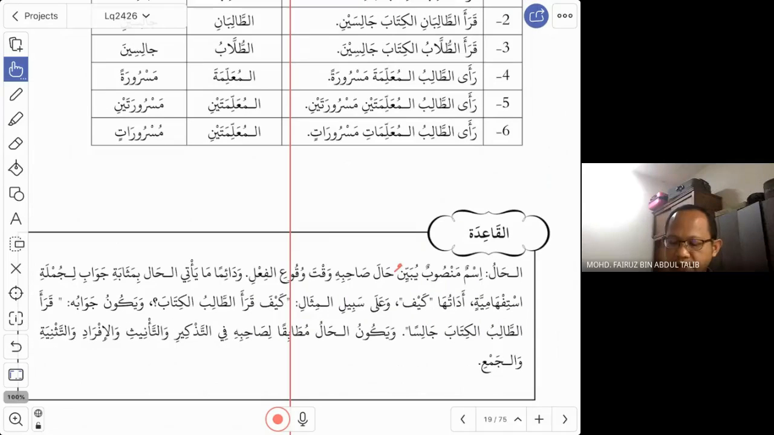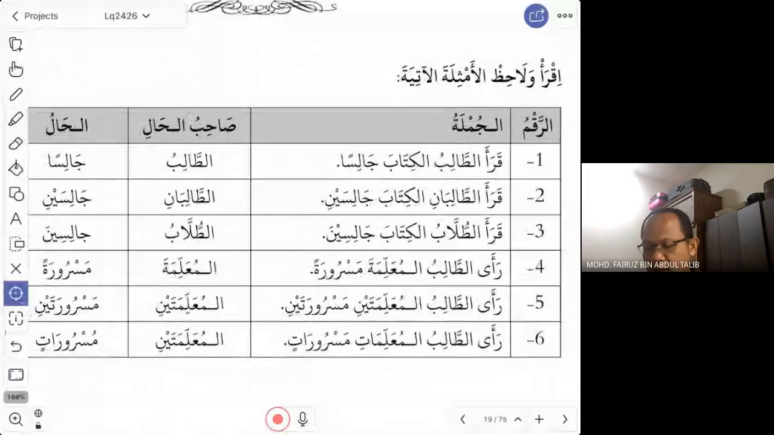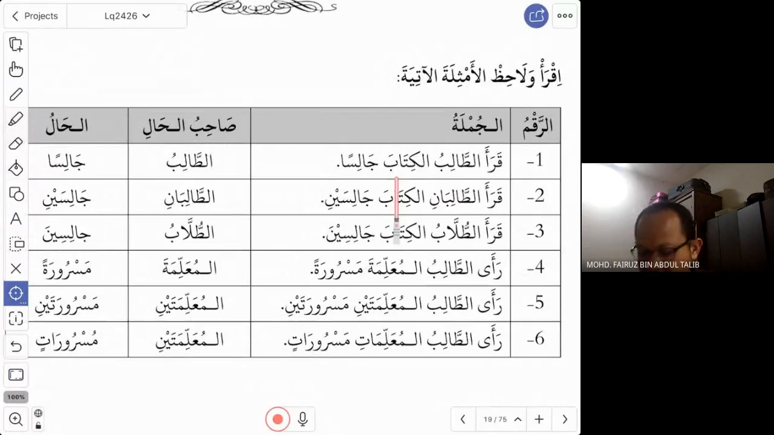So let us look at the example to understand this further. Al-jumla al-ula. If you look at al-jumla al-ula, qara'a talibul kitaba. There is an activity. What is it? What did the talib do? At-talib qara'a. Yes, he reads. Or this is fi'il madhi, he read. So the talib, the student, read the book.